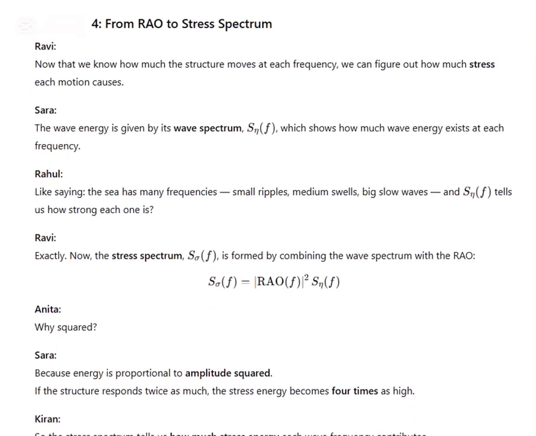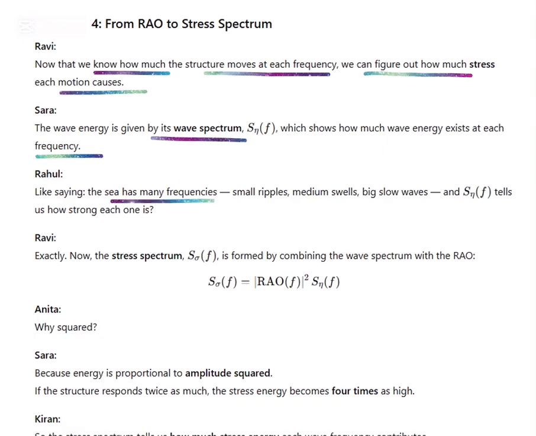So, from RAO to stress spectrum. Now that we know how much the structure moves at each frequency, we can figure out how much stress each motion causes. The wave energy is given by its wave spectrum, which shows how much energy exists at each frequency. Like saying the sea has many frequencies: small ripples, medium swells, and big slow waves. So S(f) tells how strong each one is.